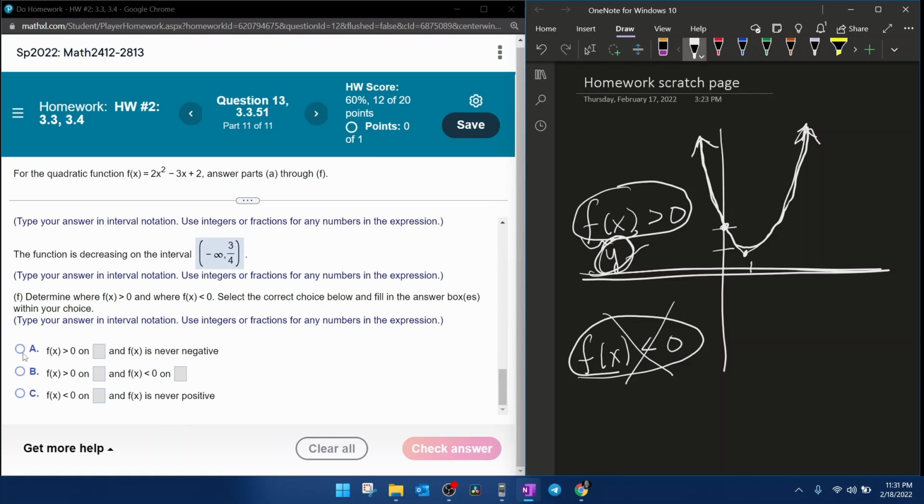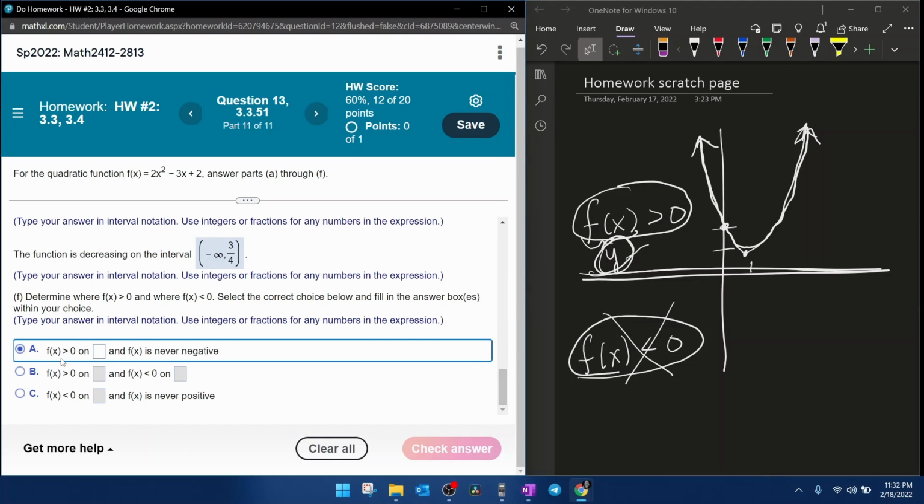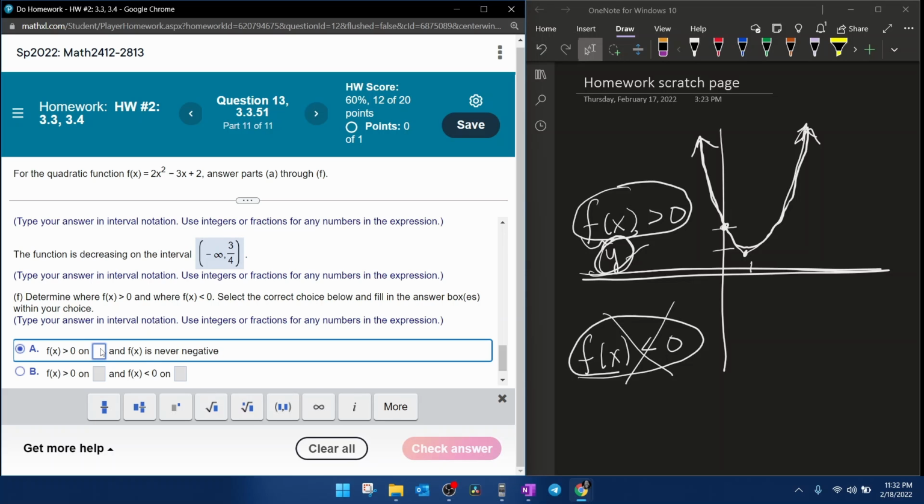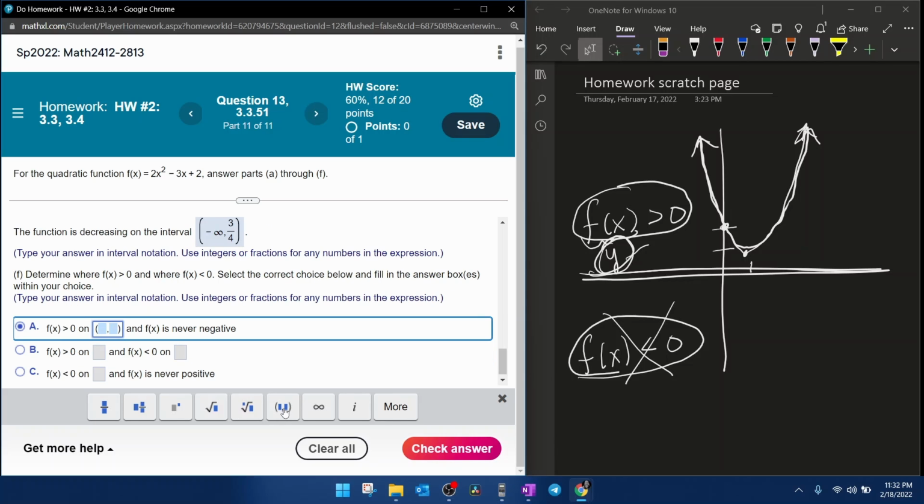So if you look at answer choice A, it says f of x is never negative. That is correct. There are no y-coordinates on this graph that will have a negative value. F of x is always greater than 0. And then they want the interval notation. Since it is all real numbers, it's going to be everything from negative infinity to infinity.